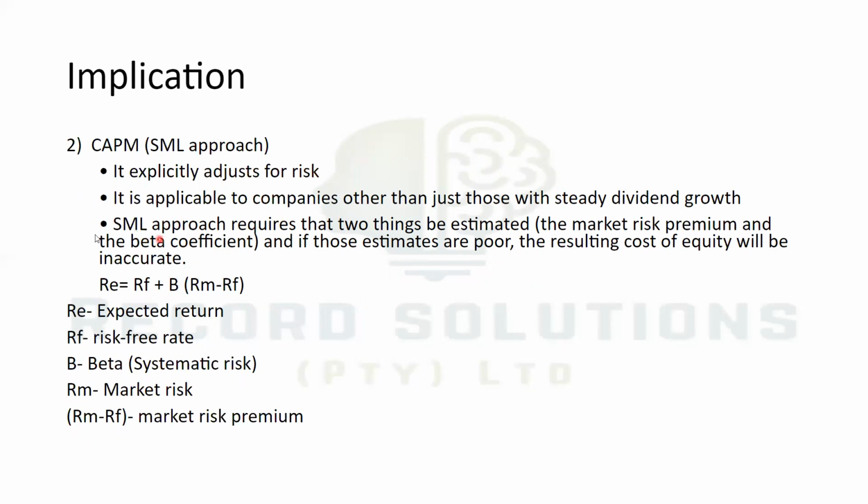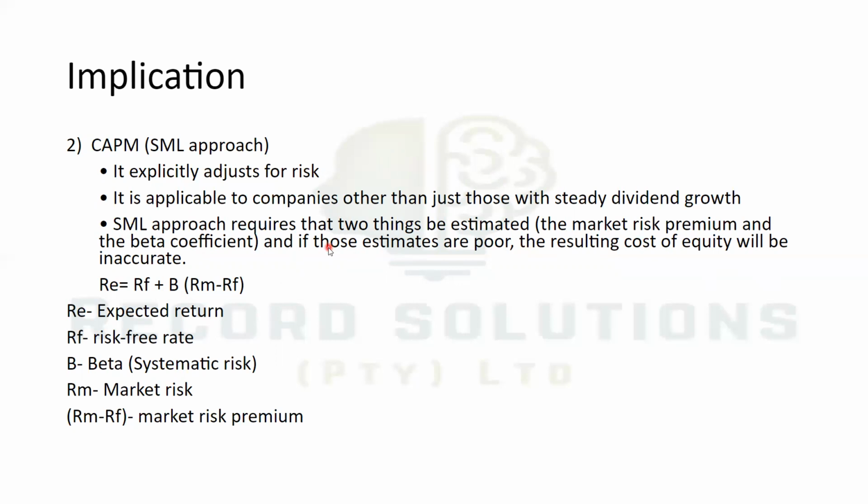And then the CAPM approach requires two things to be estimated, and this is basically its disadvantage, its downfall. It requires the market risk premium and the beta coefficient to be estimated. You will see when I talk about them in the formula. If those estimates are poor, the resulting cost of equity will be inaccurate.